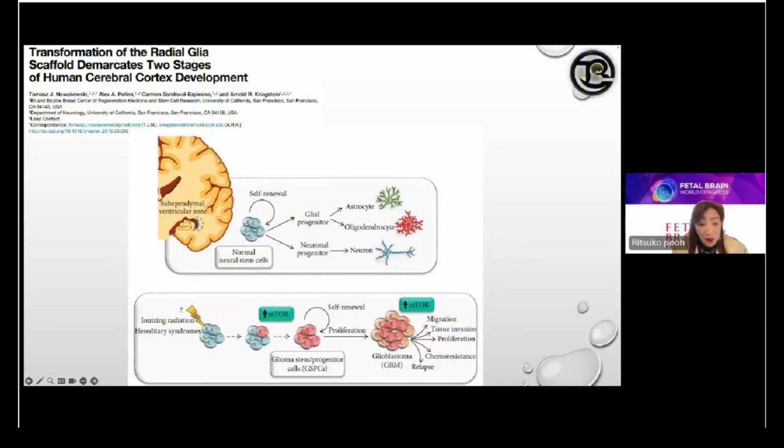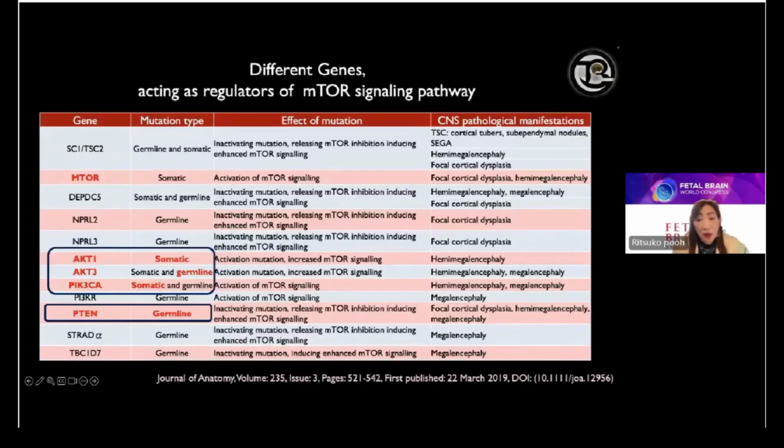When this switch is broken due to genetic changes, cells multiply too much and the brain develops abnormally. Understanding this mechanism helps us recognize and manage these disorders through imaging and genetic testing. There are genes acting as regulators of the mTOR pathway, like mTOR itself, AKT1, AKT3, PIK3CA, and PTEN.